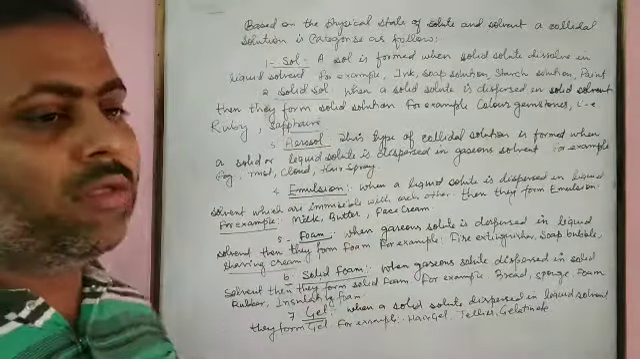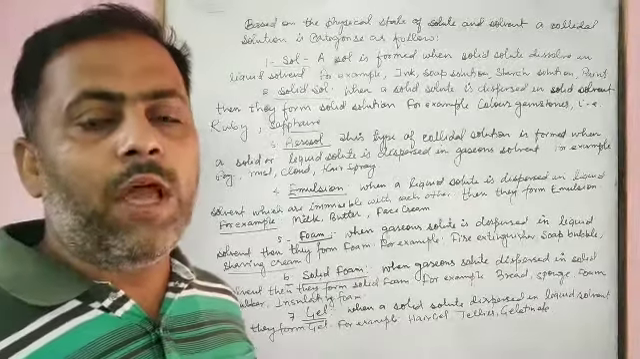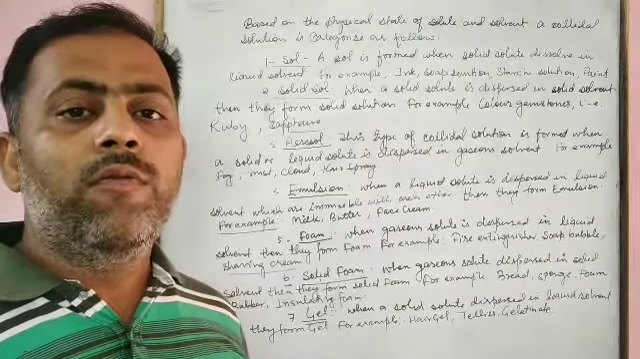These are the various types of colloidal solution which we have studied by taking various examples. To the next, we will discuss the concentration of the solution. We know most of the chemical reactions occur in solution state.